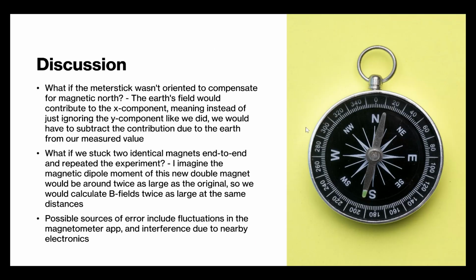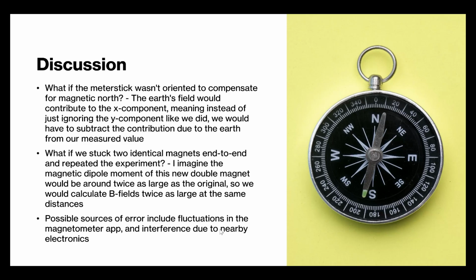What if the meter stick wasn't oriented to compensate for magnetic north? We would have to do extra calculations, subtracting the contribution of the magnetic north from our measured values. And if we stuck two identical magnets end to end and repeated the experiment, we would calculate the magnetic dipole to be around twice as large as the original.